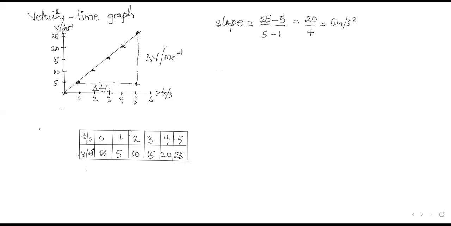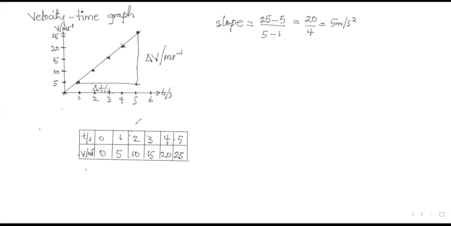We are plotting the changing speed of the body against the time taken. So at time 0 seconds, the speed of the body is 0. When time is 1 second, the speed of the body is 5 meters per second. When the time increases to 2, it is 10. So we have increasing speed against time.